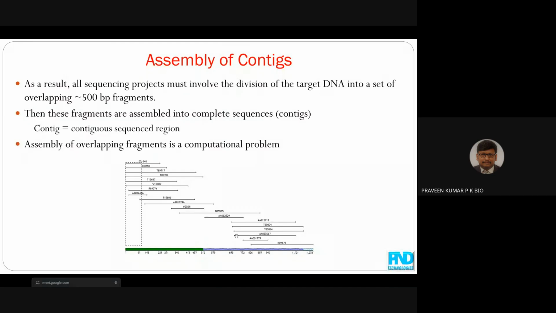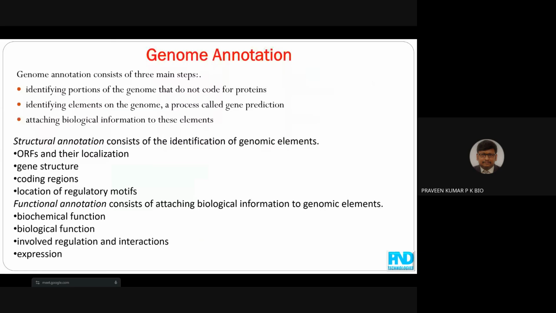So assembly of contigs, small fragments, if you assemble, you get scaffolds, and scaffolds we assemble to get the total genome. So then what is genome annotation? Genome annotation is not just organizing the genes. It includes identifying portions of the genome that do not code for proteins. Generally, if you see the gene, we can classify it as coding genes, also called exons, isn't it? The coding genes are also called exons, and non-coding regions are what we call introns.